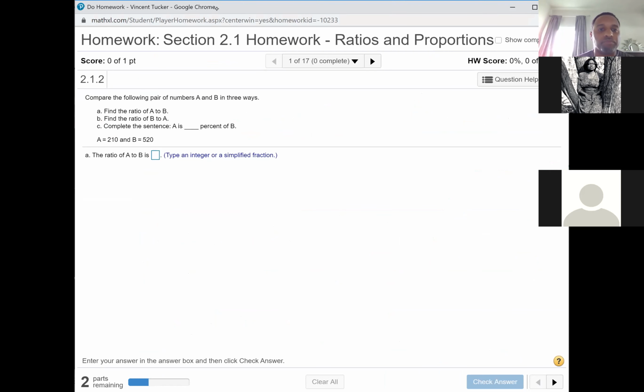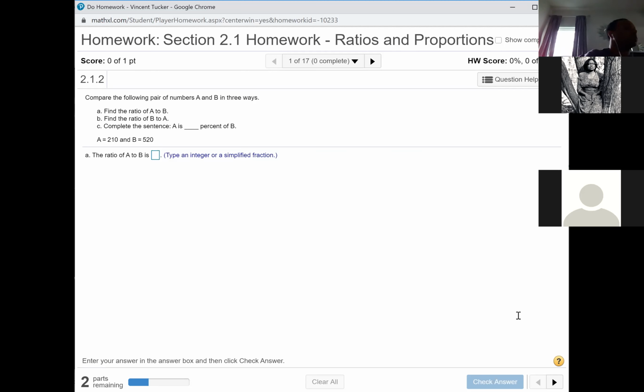So ratio A to B. They give you A, they give you B. You guys can see the MyMathLab homework screen, right? Making sure you guys can see it. So they give you the ratio A to B. Compare the following. Write it in two ways. So that would be 210 over 520, and they want you to reduce the fraction.